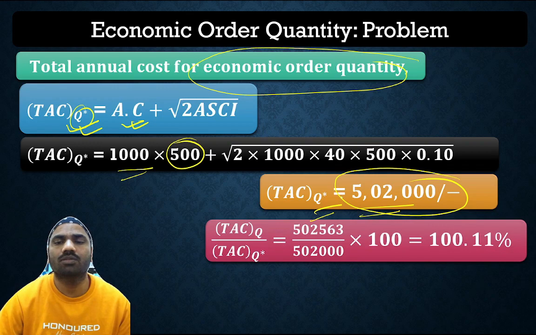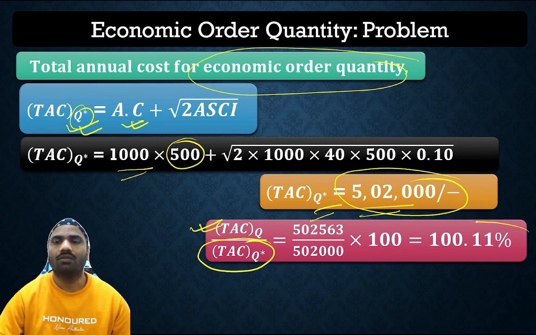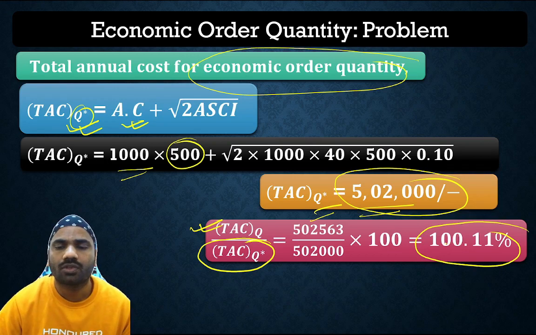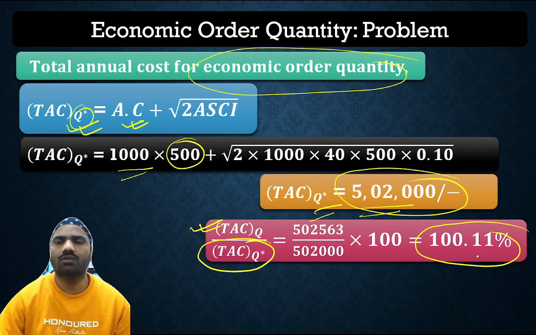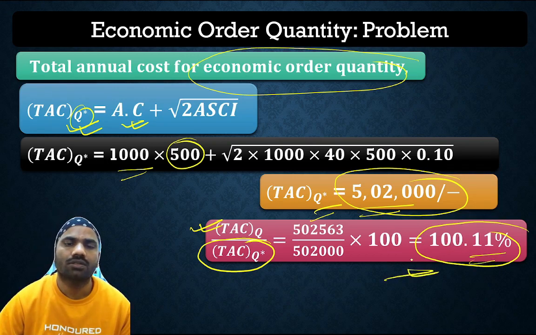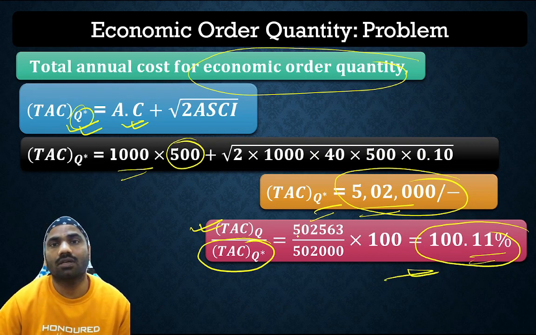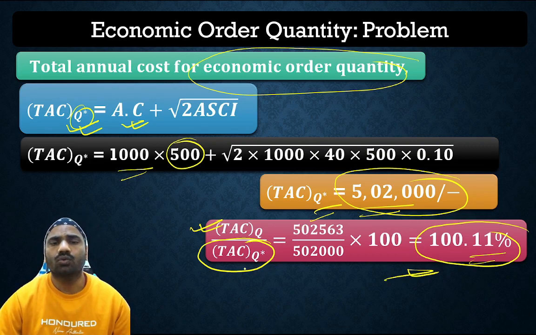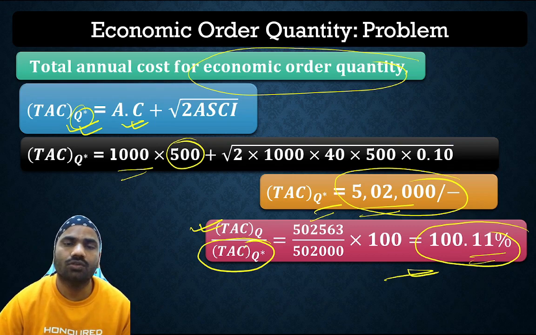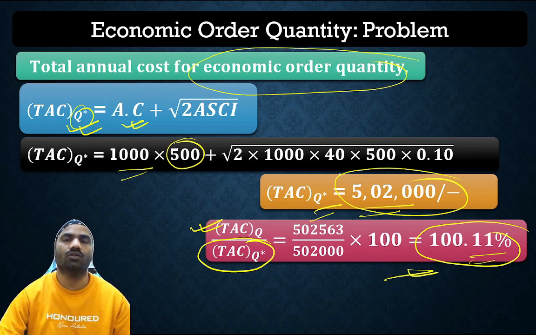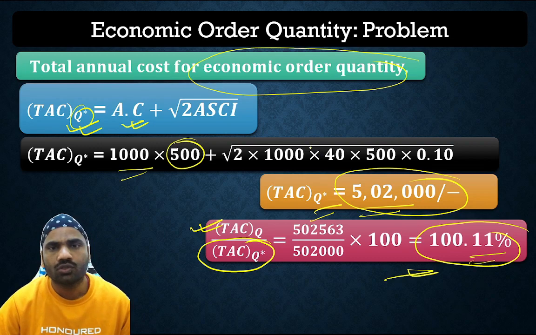We will see how much percentage variation there is in total annual cost with respect to total annual cost at economic order quantity, and we can see that there is a variation of 0.11%. There is that much change if we are placing the order every month. So it is better to go for ordering at EOQ. Always it is better to place order at economic order quantity. So we have discussed economic order quantity, total variable cost, and annual cost.